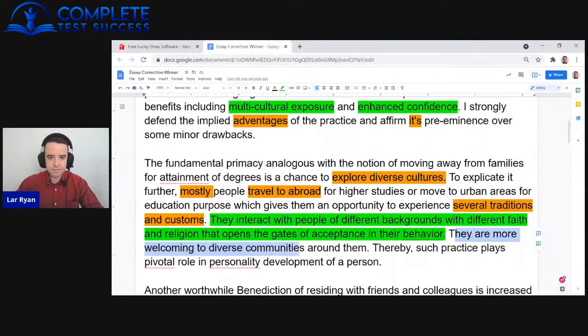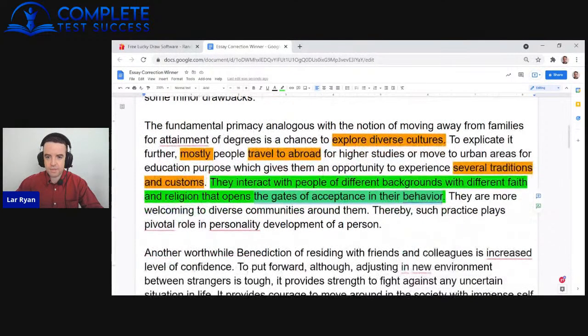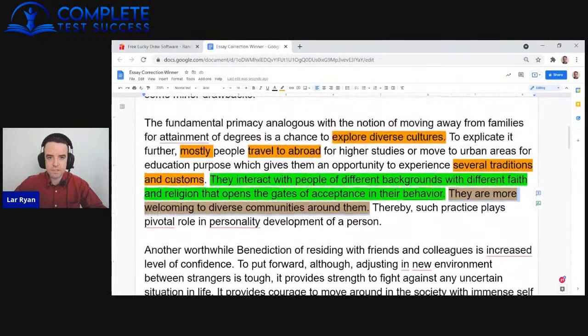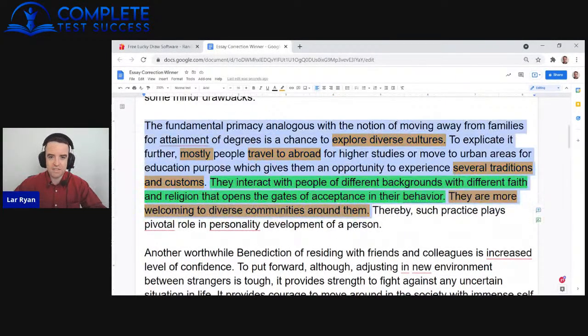They are more welcoming to diverse communities around them. So you've already said that. You've just said that it opens the gate to acceptance in their behavior, and now you're basically saying that again. Repeating the same idea isn't development. It needs to be developed by actually saying something new about that. So you could have gone with an example, but consider as well, you have three main ideas. So that's really enough development anyway. When you have three main ideas, the development will be a bit shorter than if you only have two main ideas.